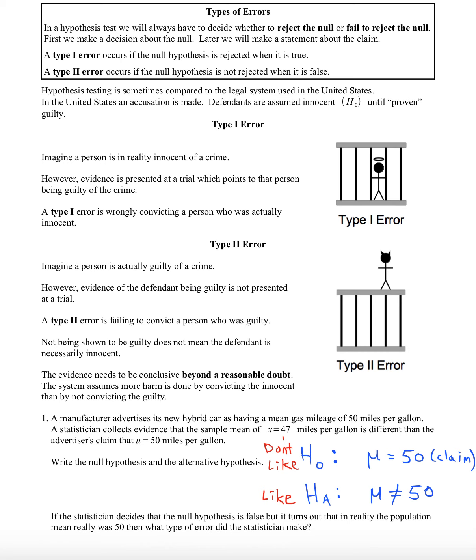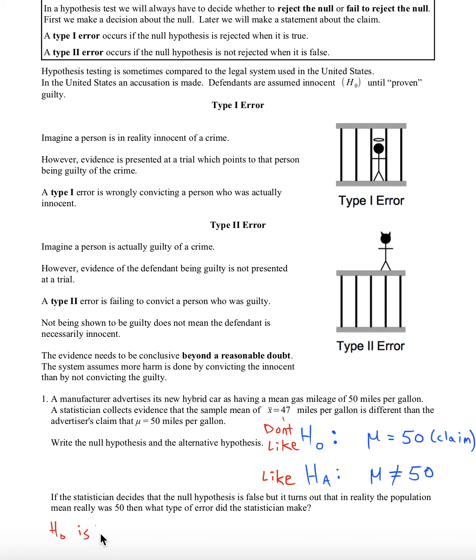Now, like and don't like aren't technical terms. They're just a guide for yourself so that you can understand your own thinking about the null and alternative. So in this problem, it turns out that the statistician actually wrongly rejected the null. So what type of error is it? Well, a type 1 error occurs when the null is rejected, but it's actually true. So in the case of the analogy, it's like the null was the innocent person that got wrongly convicted.